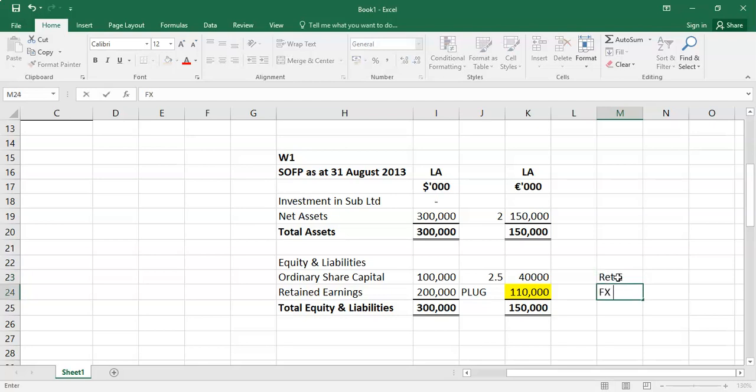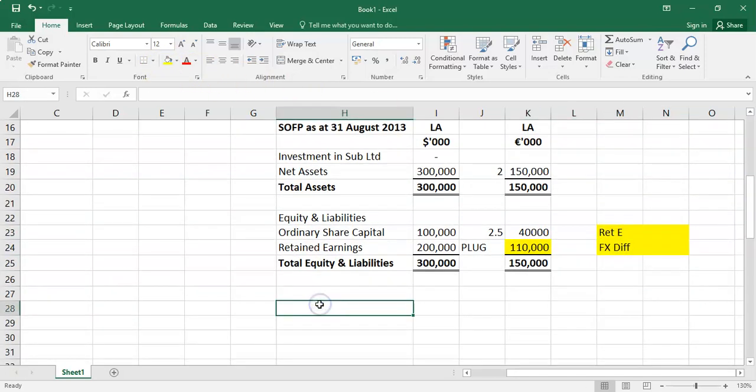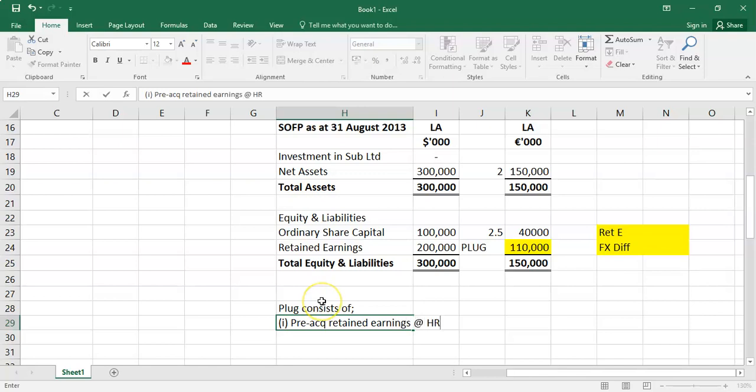Some of it is going to be FX differences. So we need to split out that 110 into its components. And what's in the plug figure? The plug consists of, we did this with the current question before as well, number 1, pre-acquisition retained earnings at the historical rate.